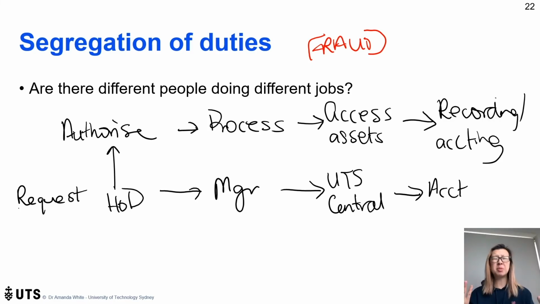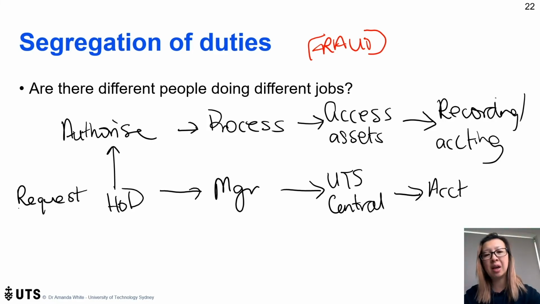If I wanted to buy myself a Lamborghini, then if I could authorize the transaction, I could receive the assets and I could access the accounting, I could buy a Lamborghini with university money, potentially, which would be some sort of fraud. We also want to minimize the chance that somebody might steal an asset and then use journal entries to cover up the fact that they've stolen something, so engaged in fraudulent financial reporting. So we want to see different people doing different jobs.